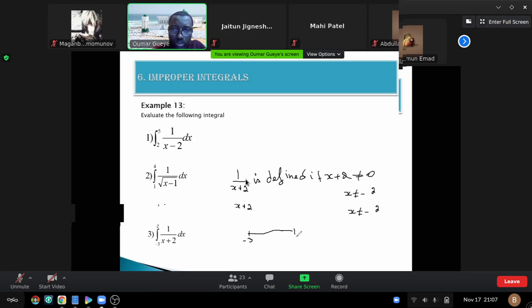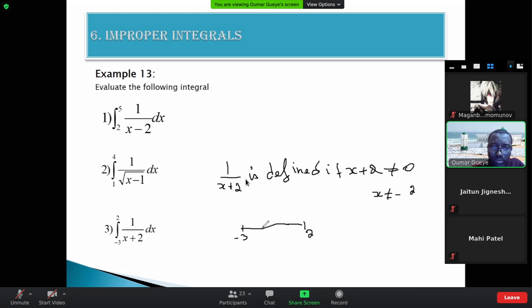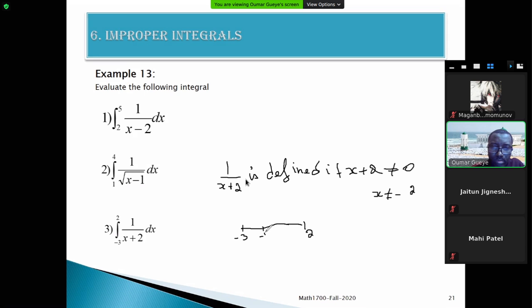to 2. And -2 is here. And at this point, the function is not defined. At this point, the function is not defined. That's why we have improper integral of type 2.